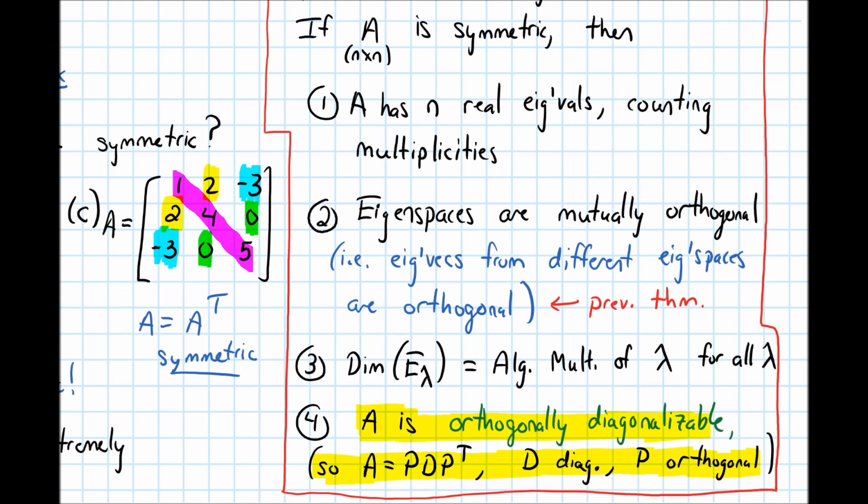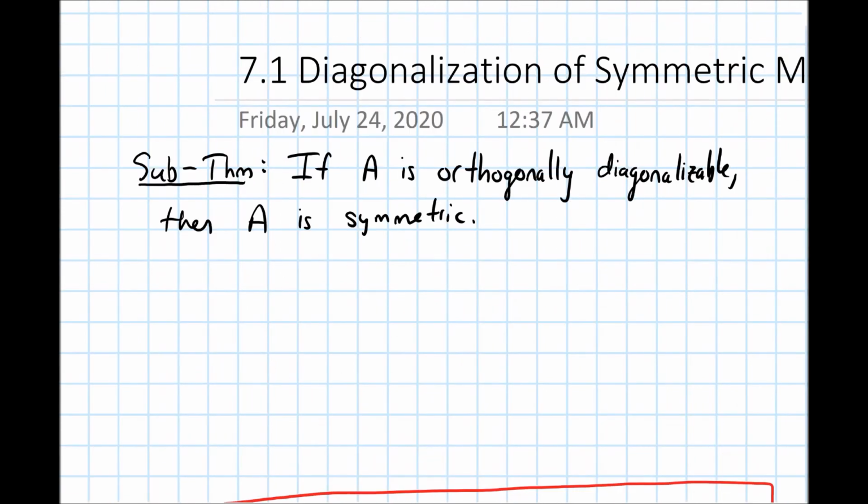So next I want to show that the converse of property 4 is true. The converse is the statement in the opposite direction. So if A is orthogonally diagonalizable, then A is symmetric. The actual spectral theorem is very hard to prove, but this reverse direction is much easier. So let's talk about why this is true.